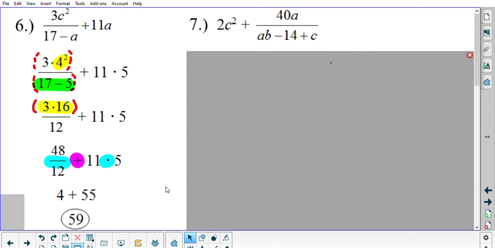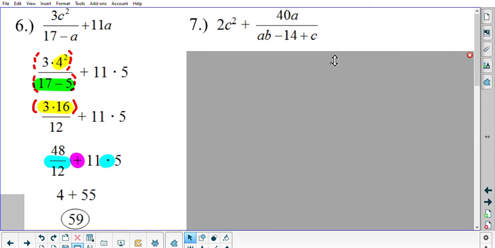All right, now that I've led you through number 6, why don't you go ahead and try number 7 on your own? So hit pause on the video, do number 7 on your own, then hit play when you're ready to see how you did. All right, I hope you've already done number 7 on your own. If not, please hit pause now and do it on your own.